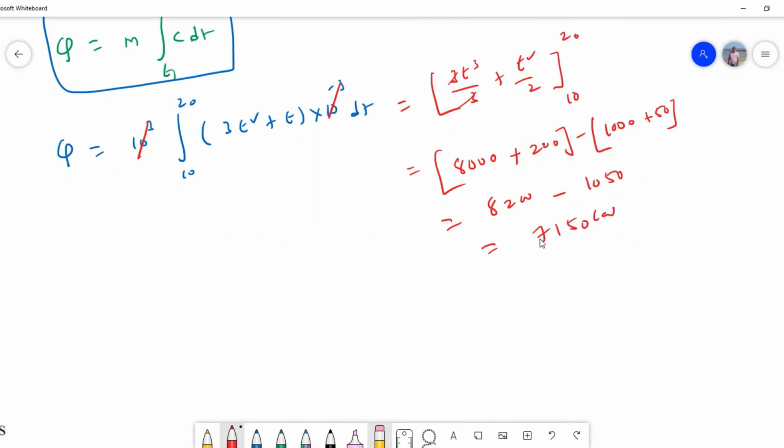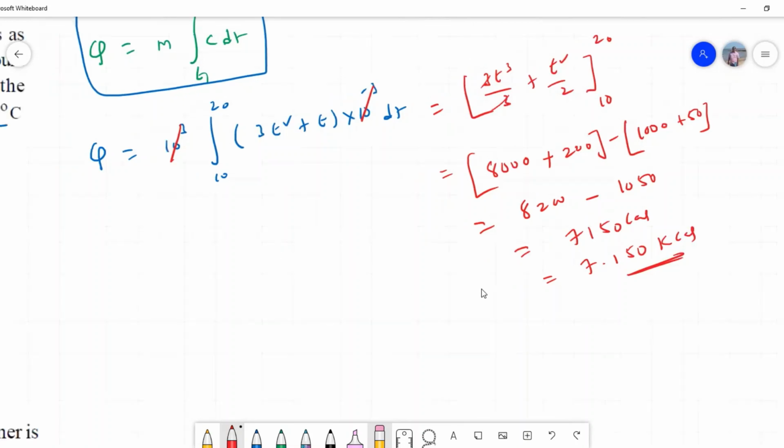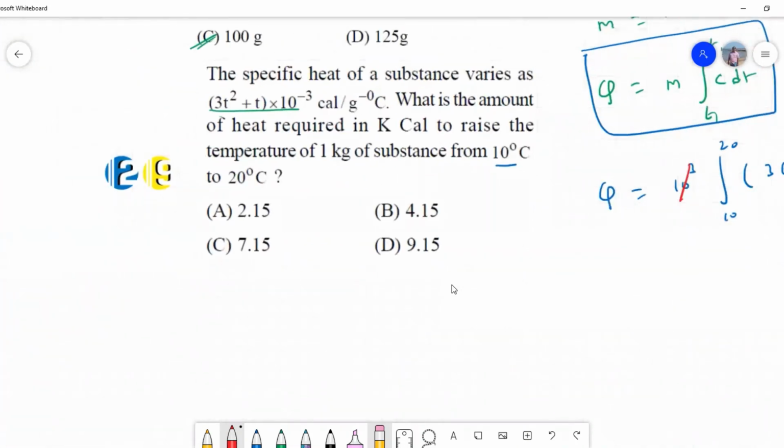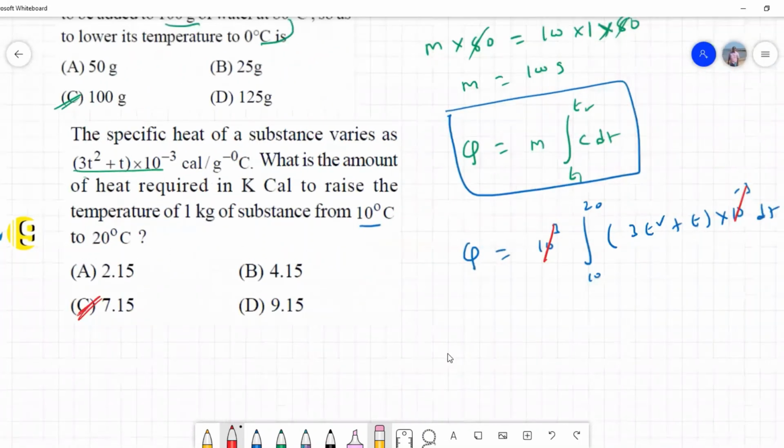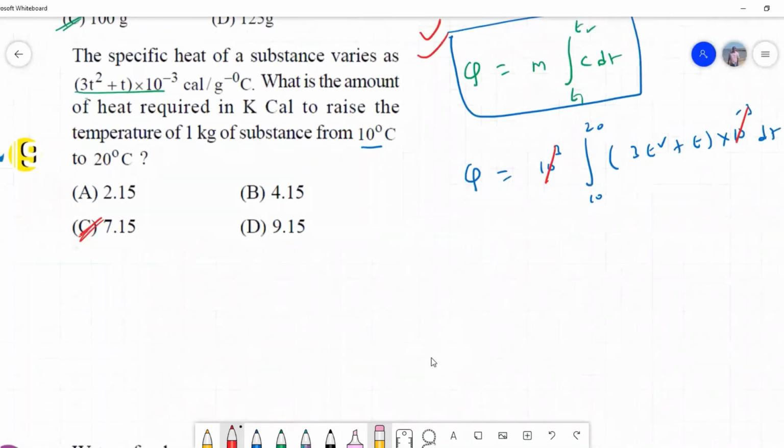If we simplify that, you'll get 7150 calories, but we want it in kilocalories, so 7.150 kilocalories. So let's check the answers. Yes, option number C. So here this very important formula is this one. Whenever specific heat is a variable, we need to use that.